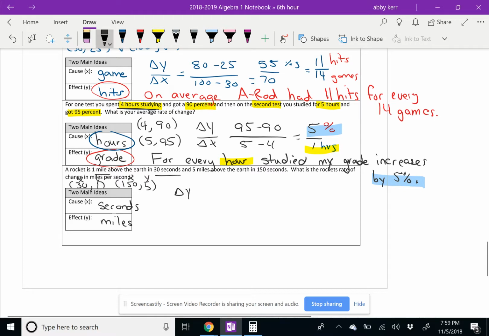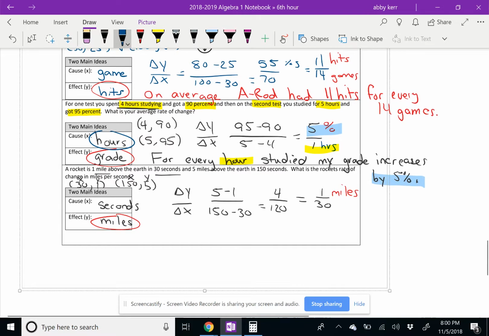So delta y over delta x. So then we have 5 minus 1 over 150 minus 30. So then 4 over 120. Now you can simplify that to 1 over 30. Now just like the problem before, remember our miles is on top and our x is on the bottom.